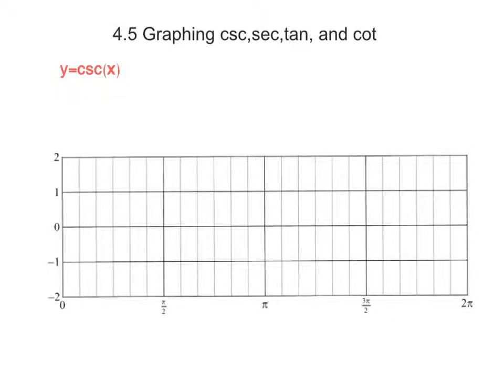Welcome to 4.5, graphing cosecant, secant, tangent, and cotangent. So first we're going to graph y equals cosecant of x. And again, we're going to do the same thing that we did with your sine and your cosine.